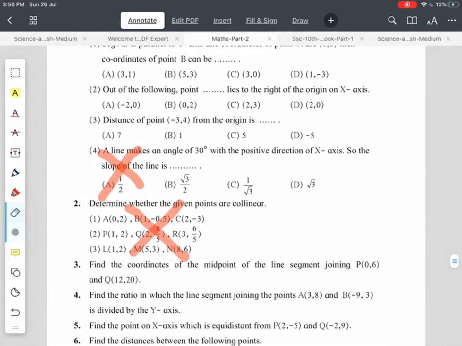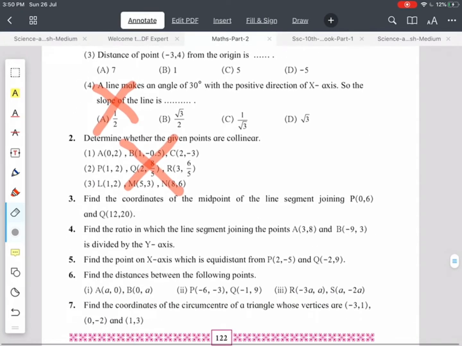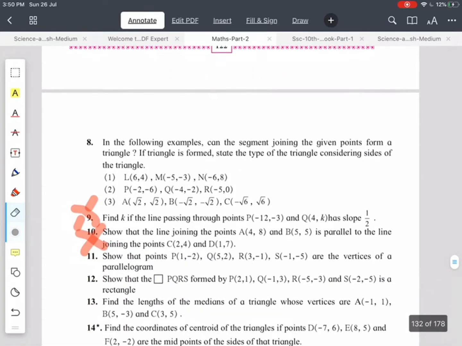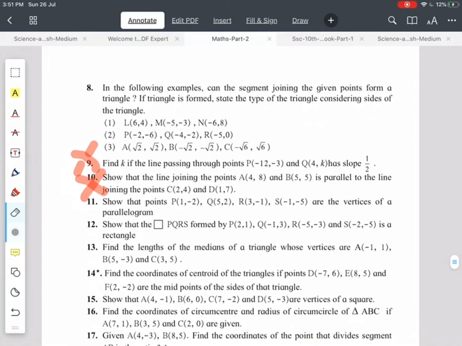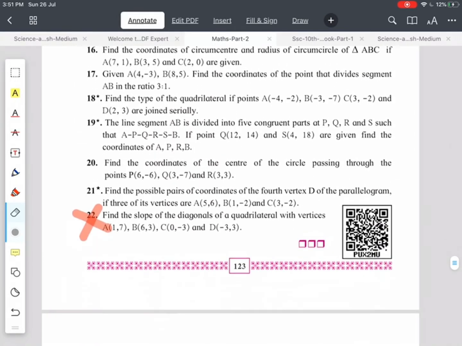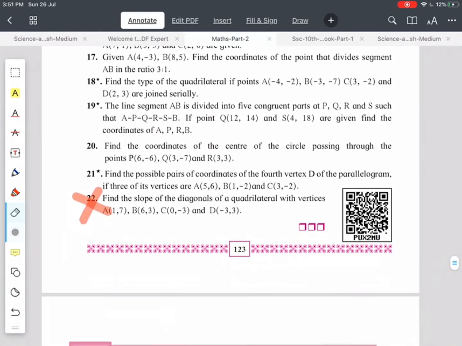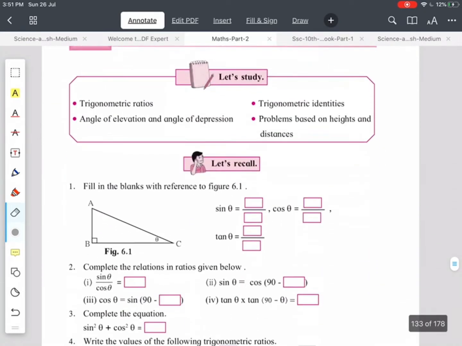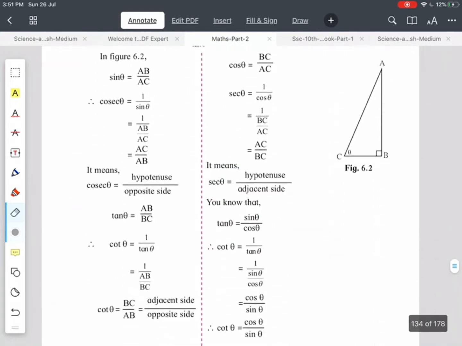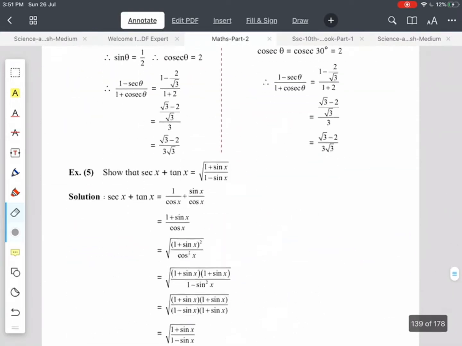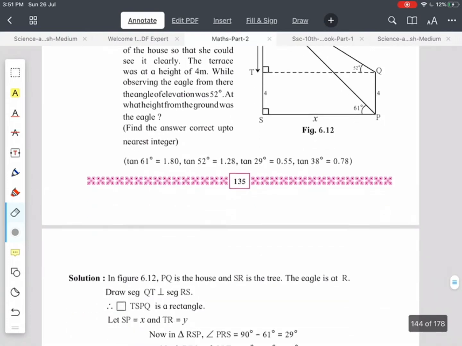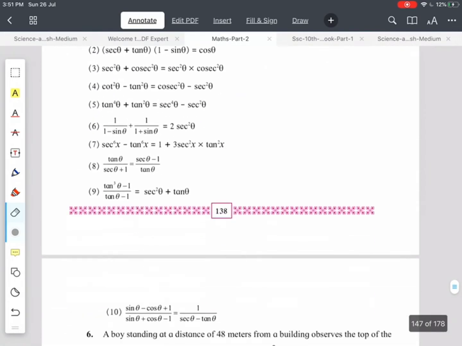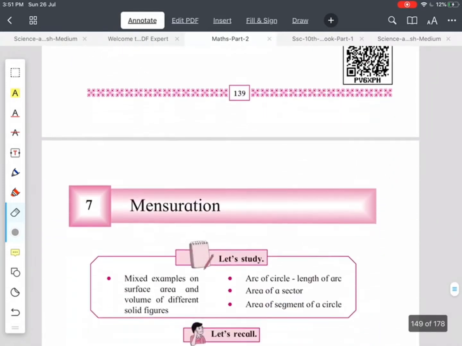Question number 2 is omitted, but you can solve this example by the distance formula also. Questions 9 and 10 are omitted, based on slope. The 22nd is also omitted. Now the trigonometry chapter, no change. You will not find any change in chapter trigonometry. The trigonometry chapter is also important, but there is no change.